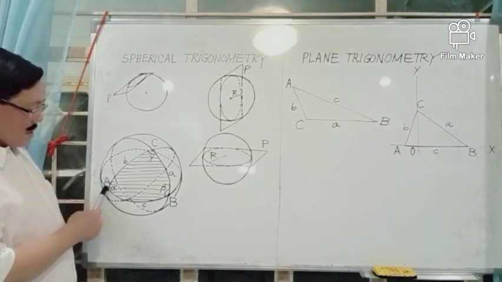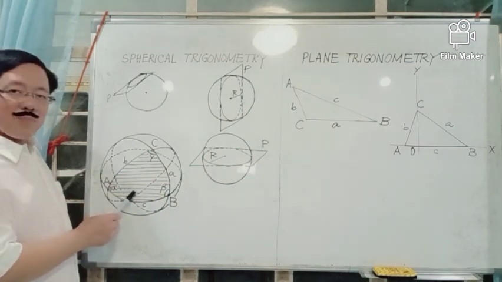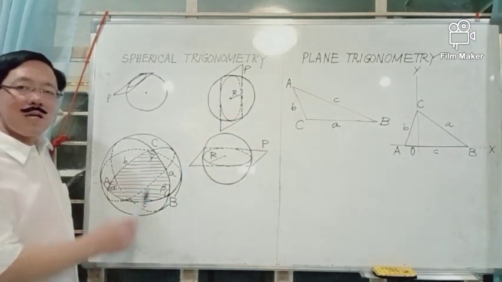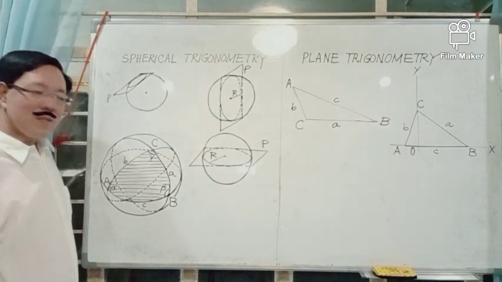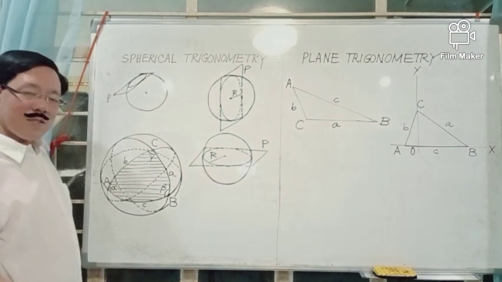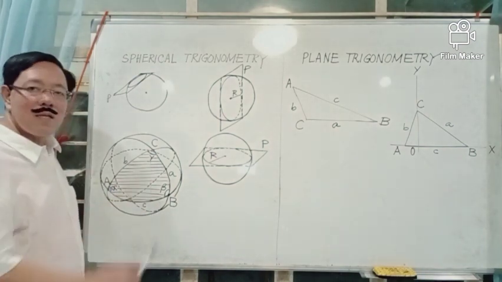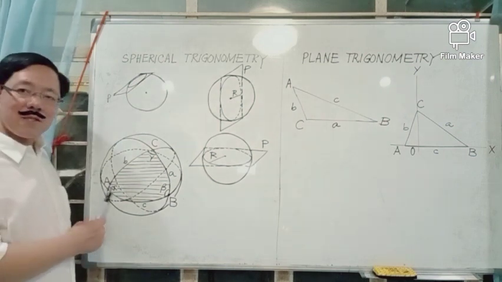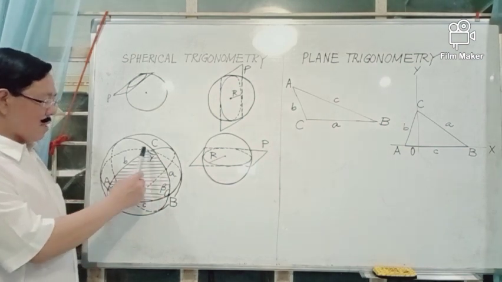Consider this great circle. In this spherical triangle with vertices A, B, C, the triangle is the intersection of the three great circles. And the sides of this spherical triangle with vertices A, B, C are arcs of these three great circles. The three great circles in this example are this great circle.